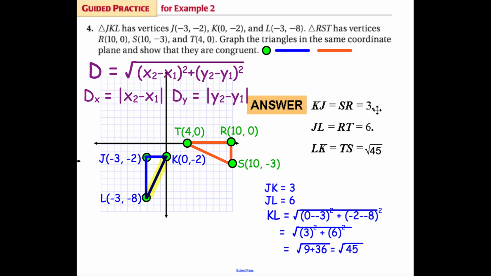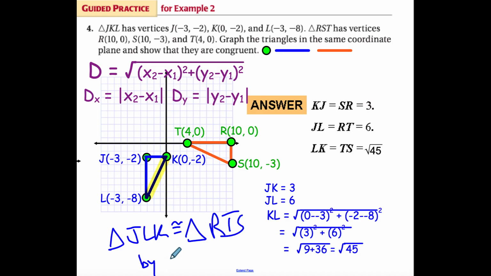So look at that. Three equal sides means three congruent sides. Equal side lengths is the definition of congruent segments. These triangles are congruent because of side, side, side. So what we would say to finish this problem off is triangle, let's start at the right angle, so JLK is congruent to triangle, let's start at the right angle again, RTS, by the side, side, side congruency postulate.